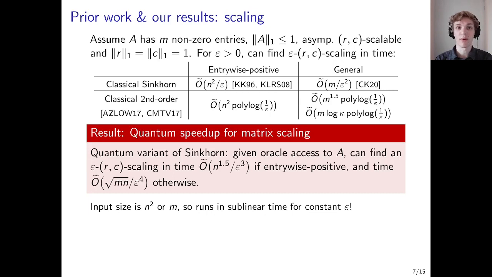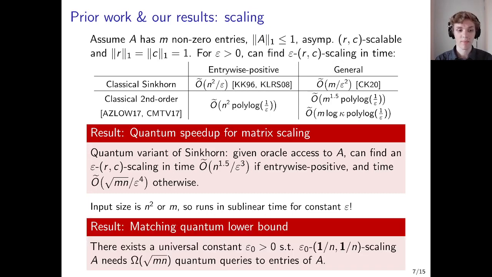One could wonder whether you can do even better. Unfortunately, this is not the case. We prove a matching quantum lower bound in the sense that for constant precision scaling, you need at least square root of mn quantum queries to the entries of your matrix. Alright, so these are the results that we have on the scaling side.